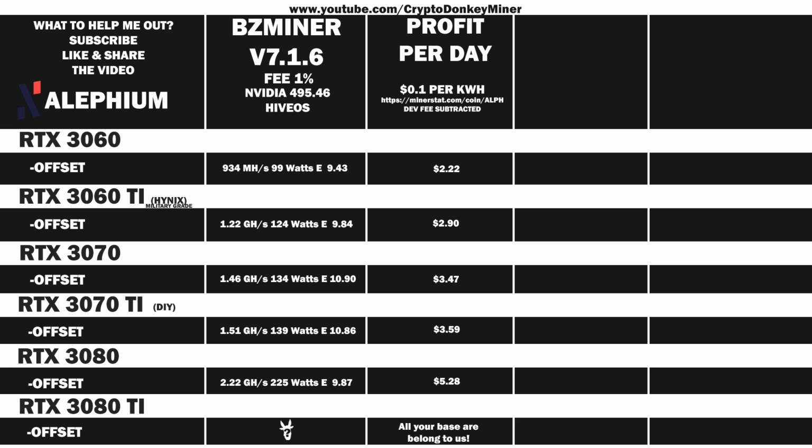Now it's time for the last card, the RTX 3080 Ti. 2.6 GH/s at 252 watts, which gives an efficiency of 10.32. You will earn $6.18 per day. All the profits here are based upon the last 24 hours, and they will of course change quite a lot before I manage to release this video.